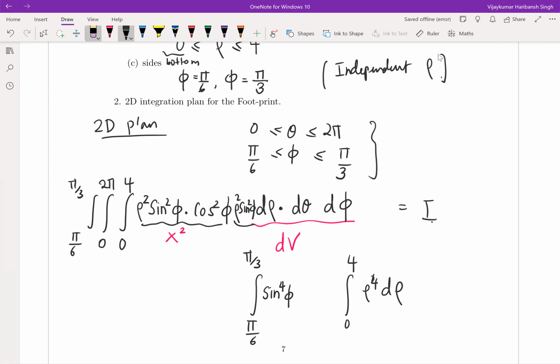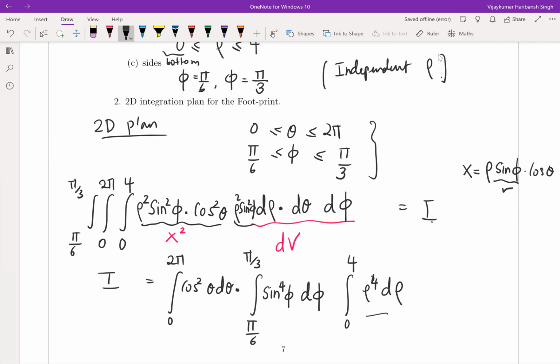And then this is not cos squared phi, this was cos squared theta, right? Because x is, let me write down, x is rho sine phi cos theta. So this is going to be cos squared theta. So we get sine to the power 4 phi d phi, and the remaining is theta, which is 0 to 2 pi cos squared theta d theta. Okay, so let's check. Rho to the power 4 done. Sine to the power 4 phi d phi, and then we have cos squared theta. Once you evaluate this, you get your integral.